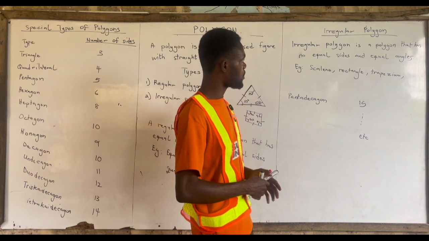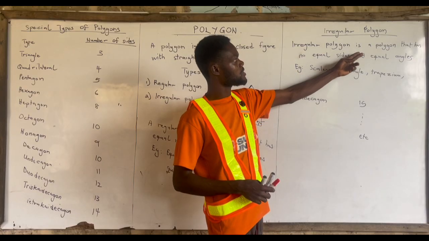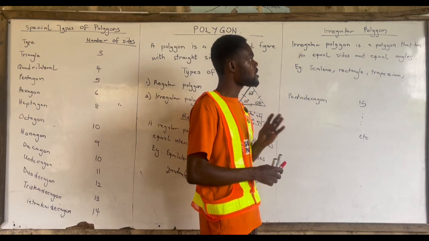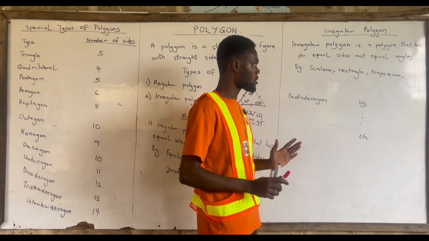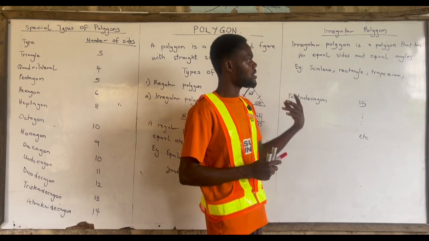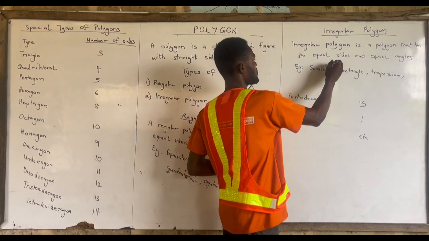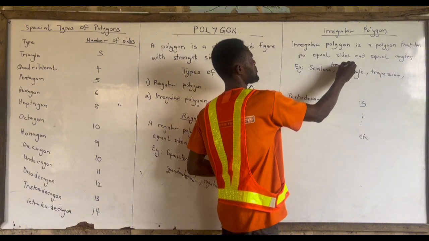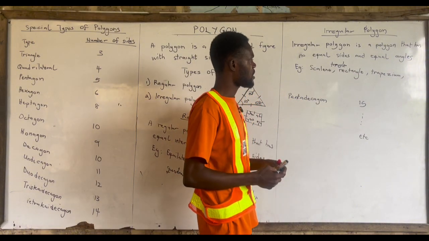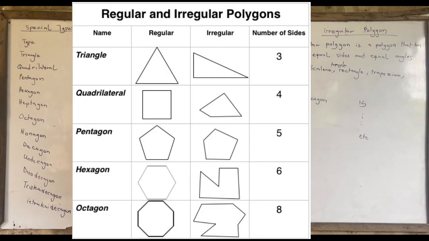Okay, an irregular polygon is a polygon that has no equal sides and equal angles. Examples are the scalene triangle, rectangle, and trapezium. So if I pick the scalene triangle, all sides are not equal. So you see something like this, it's telling you that this is not equal to that and it's not equal to that, and their angles are not equal. So it falls under irregular polygon.